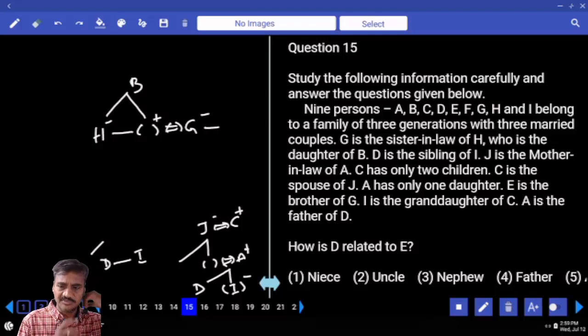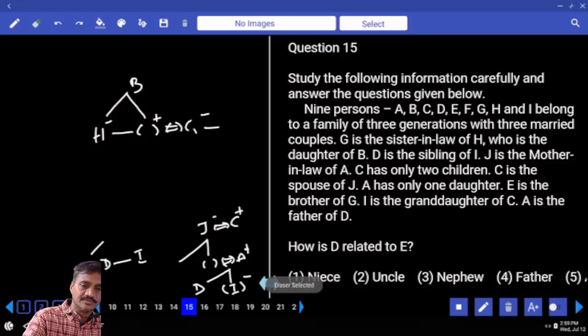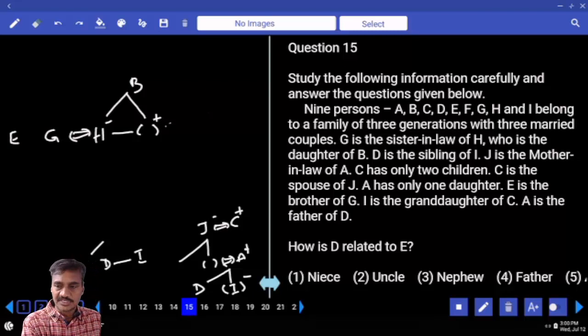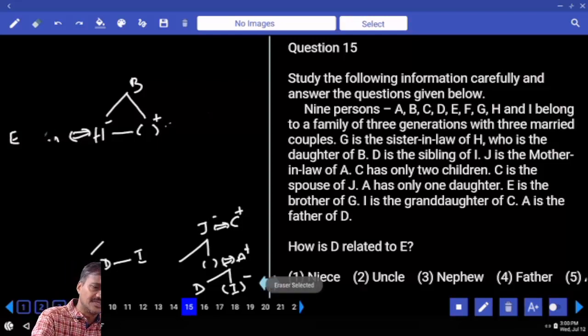Now G is the sibling, E is the brother of G. As E is the brother of G, now E is the brother of G, unknown. As E is the brother of G is here, then E is the brother of G. Then in this case, what happens here? G is the sister-in-law of H. Now E is the brother of G.